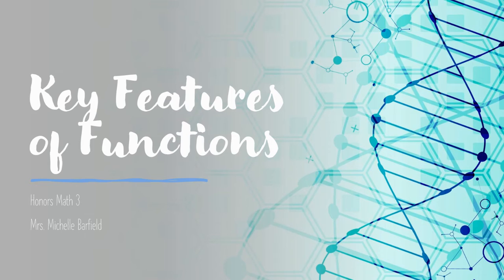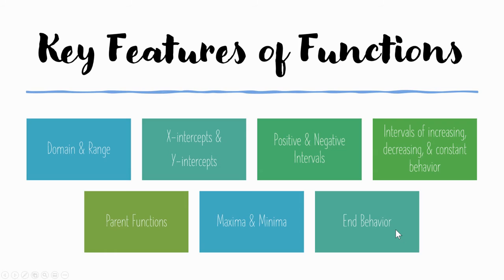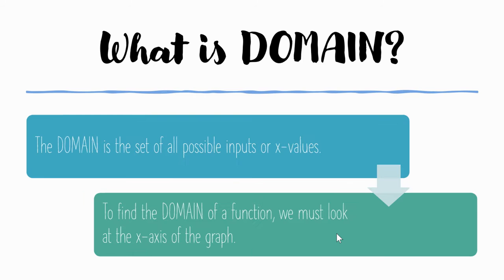So we're looking at key features of functions. We are talking about a lot of things in this one. We're going to talk about domain and range. We're going to talk about x-intercepts and y-intercepts, positive and negative intervals, intervals of increasing, decreasing, and constant behavior, parent functions, maxima and minima, and end behavior. And a lot of this is review, so I'll try to also talk fast.